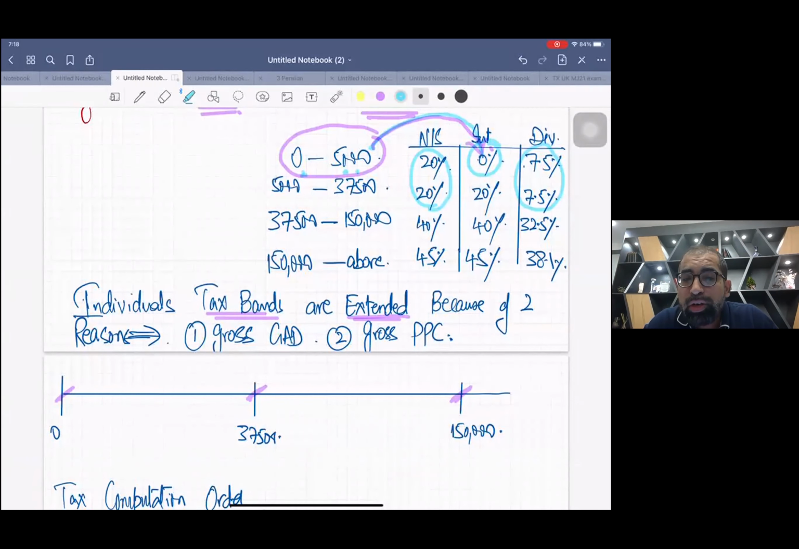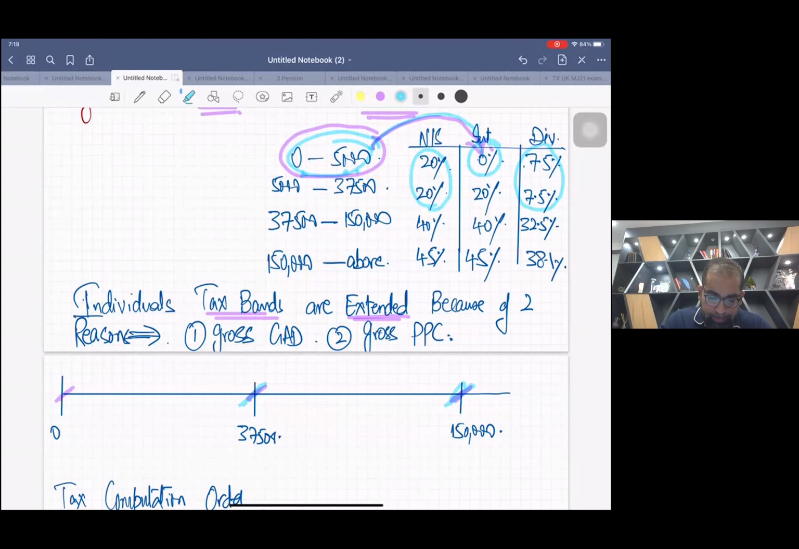And which bands you stretch? This basic rate band and this higher rate band. Okay, this 37,500 and the 150,001. There is no need to stretch this 0 to 5,000 band. Never ever stretch it. I repeat, which two bands you are going to stretch for individuals? This 37,500 band you will stretch, and the next one is the 150,000 band. You will also stretch, by this gross gift aid donation and gross PPC, right?